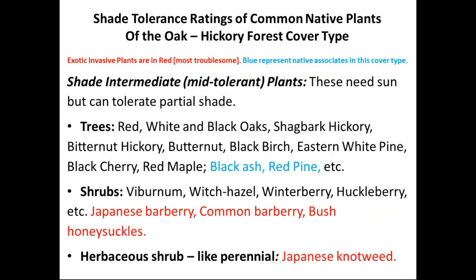Most of our woodlands, town forests, town woodlands, city woodlands are made up of shade intermediate overstory trees. And they're usually red, white, and black oaks, shagbark hickory, bitternut hickory, butternut, black birch, eastern white pine, black cherry, red maple, black ash, red pine, and many others. The shrubs are viburnum, witch hazel, winterberry, huckleberry, and shrubs like that. But the invasives that are shade intermediate are Japanese barberry, common barberry, bush honeysuckles, and Japanese knotweed.